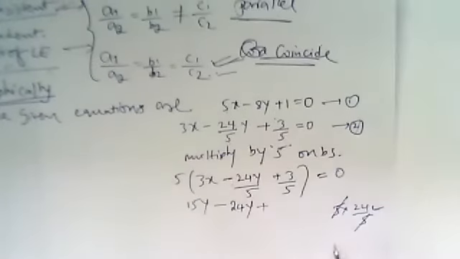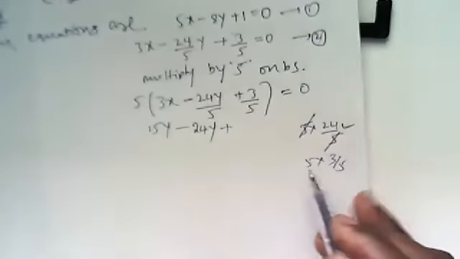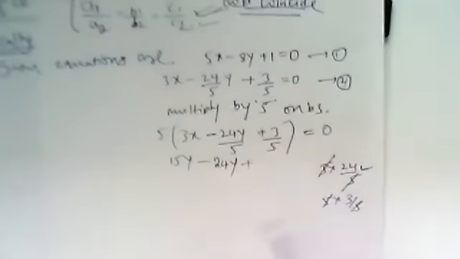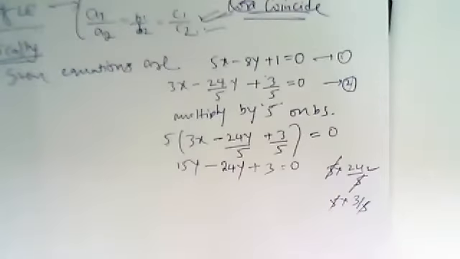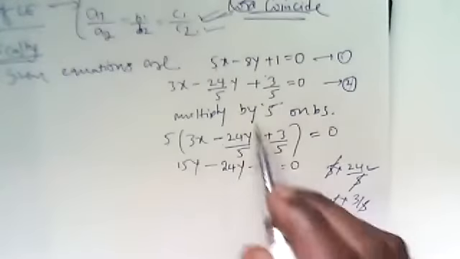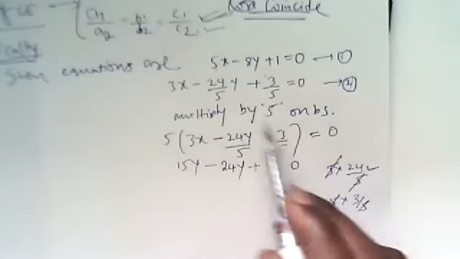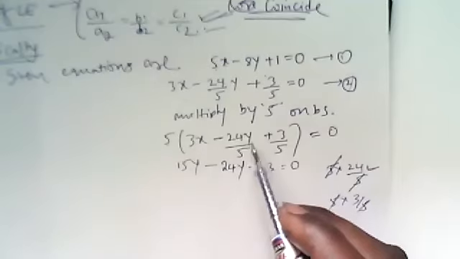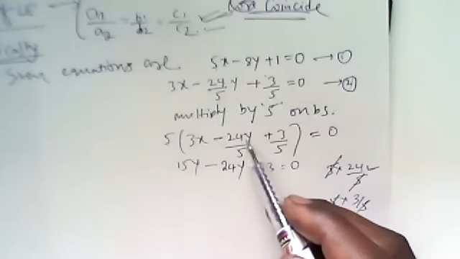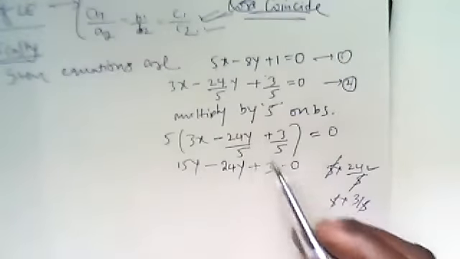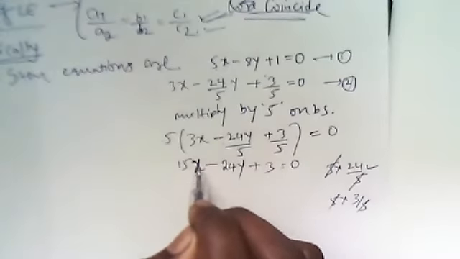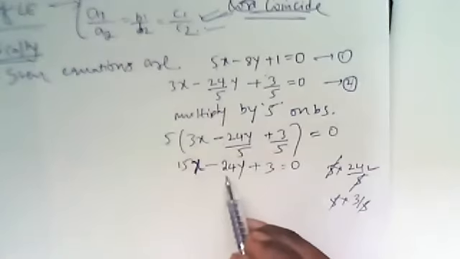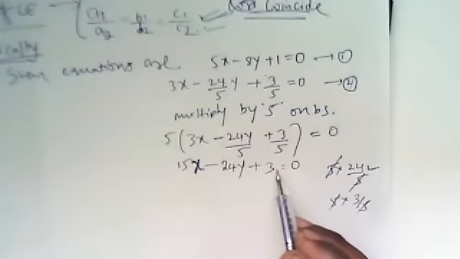We can multiply 5 into 3 by 5. Therefore 5 and 5 get cancelled, remaining it is 3, that is equal to 0. Okay, do you know how I did all these mathematical steps? Are there any doubts? If anybody has doubts, ask. That is 15x, yes, correct. 15x minus 24y plus 3 is equal to 0.